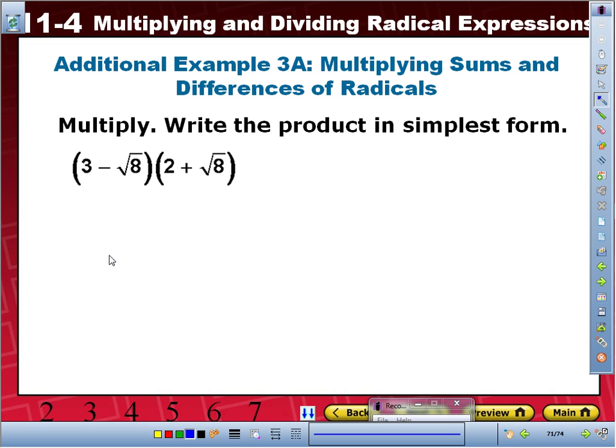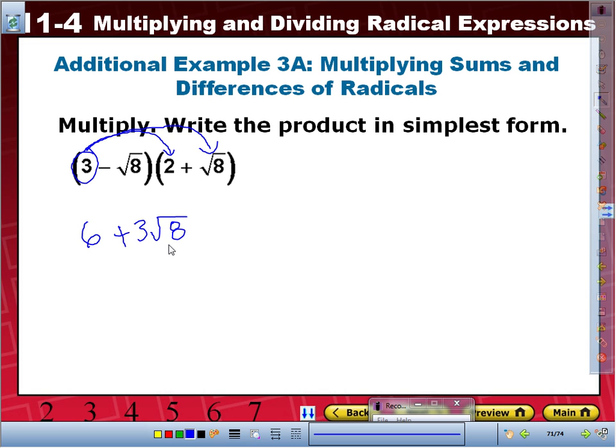Okay, I'm still going to distribute, but I'm going to start with my first term. 3 times 2, that becomes 6. 3 times square root of 8 becomes plus 3 square root of 8. You able to see what I did? Okay. Next, negative square root of 8 times 2, that's negative 2 square root of 8. Negative square root of 8 times positive square root of 8, that's negative square root of 64. So far, so good?